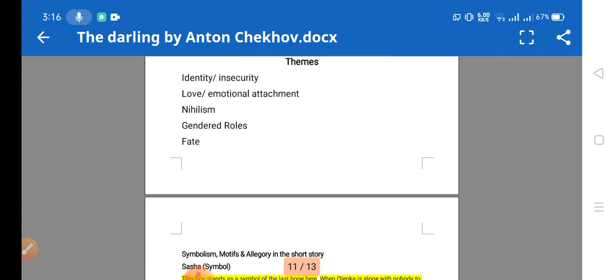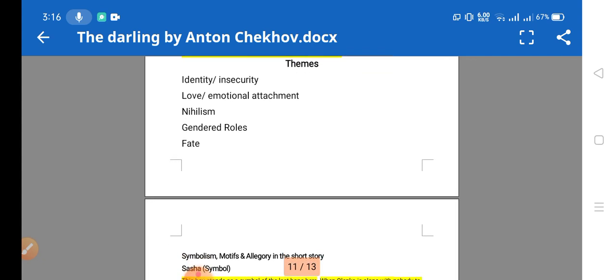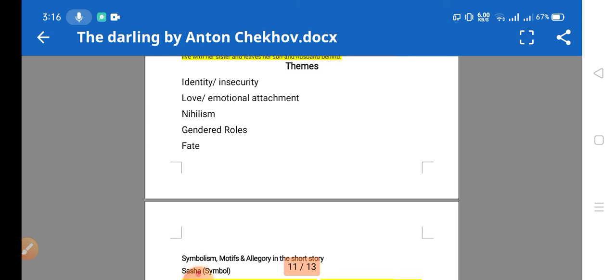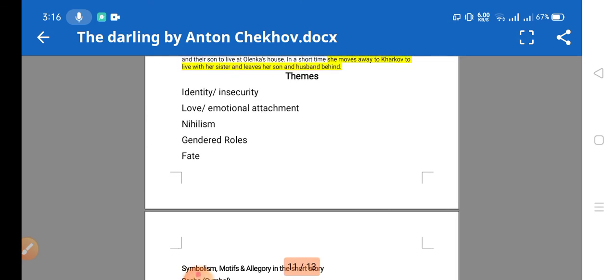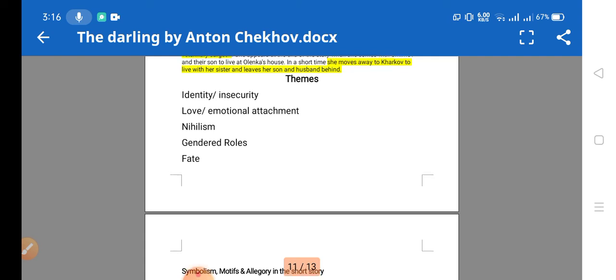Now we'll discuss themes in the story. The major theme is identity crisis or insecurity, you can say, and it is portrayed through the character of Olenka, that she has no identity of her own, and she depends on others for her living.